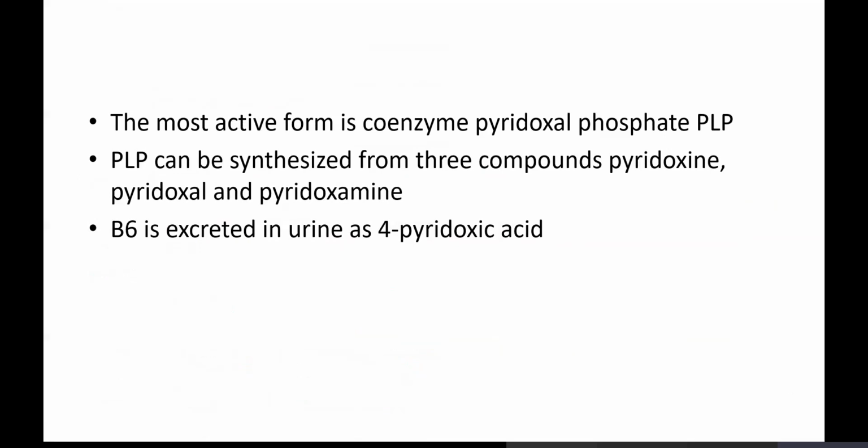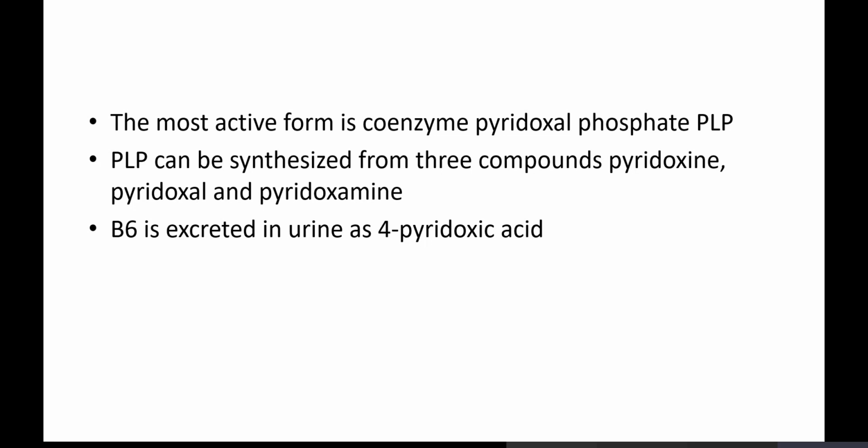The most active form is the coenzyme pyridoxal phosphate. It is also called PLP, the coenzyme of vitamin B6, which is found attached to the epsilon amino group of lysine in the enzyme. Okay, so this is the active form of vitamin B6, the PLP, and this PLP can be synthesized from the three compounds: pyridoxine, pyridoxal, and pyridoxamine together. B6 is excreted in urine as 4-pyridoxic acid.